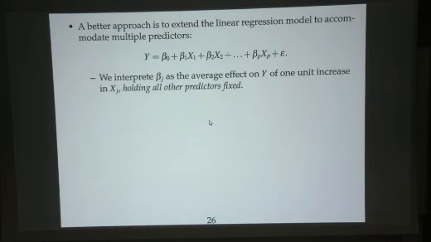The approach we discussed last time was to take this linear model, y equal to beta naught plus beta 1 x1 up to beta p xp plus epsilon. This part is your linear model, which has p variables, p predictors to be more precise, and we interpret beta j as the average effect on y when you increase xj by 1 unit and hold the other predictors fixed.